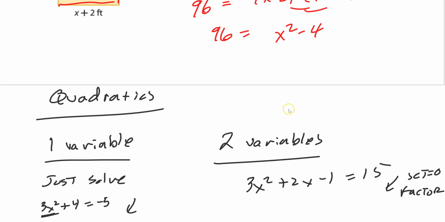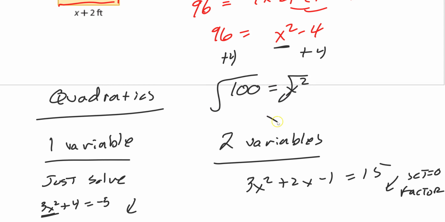Now this way it still works. I'm actually doing this one both ways. But the easiest way to do it when you have one variable is just solve for it. Like, oh, I have an x squared here, just try to get that by itself. Plus 4, plus 4. I get 100 equals x squared. Square root it. x equals plus and minus 10. Don't forget the plus minus, we square rooted it. That's what x would be. That's one way to do it.